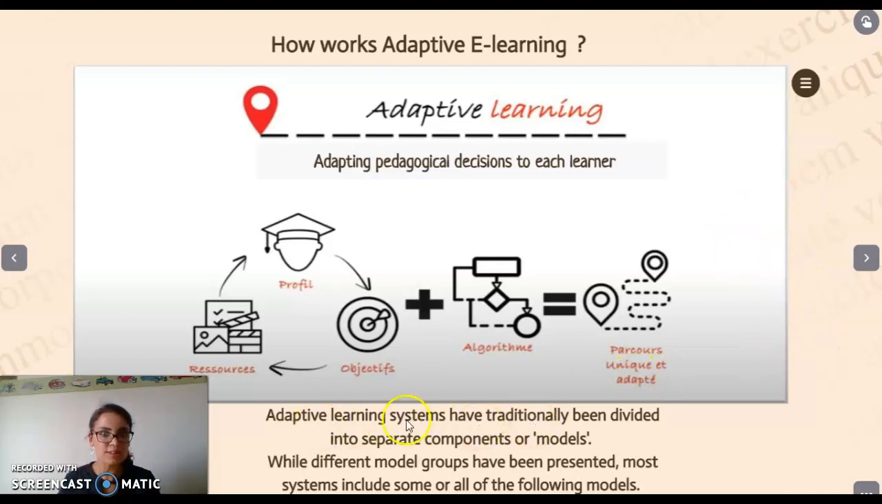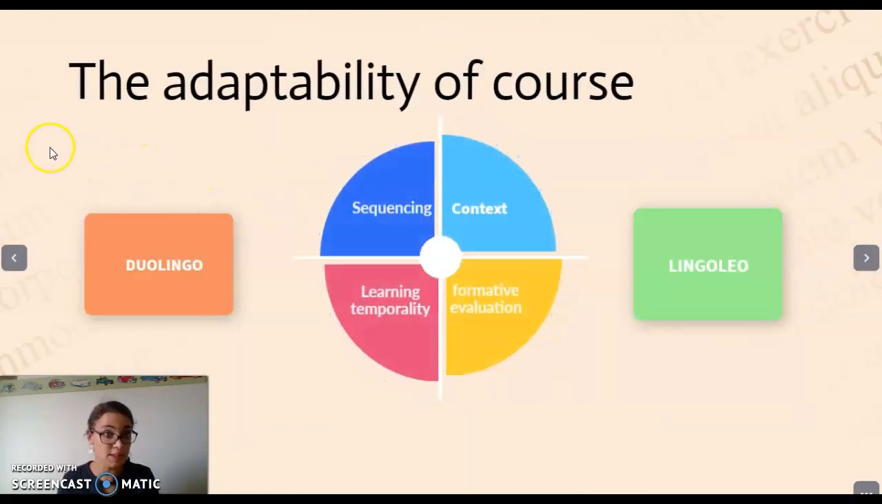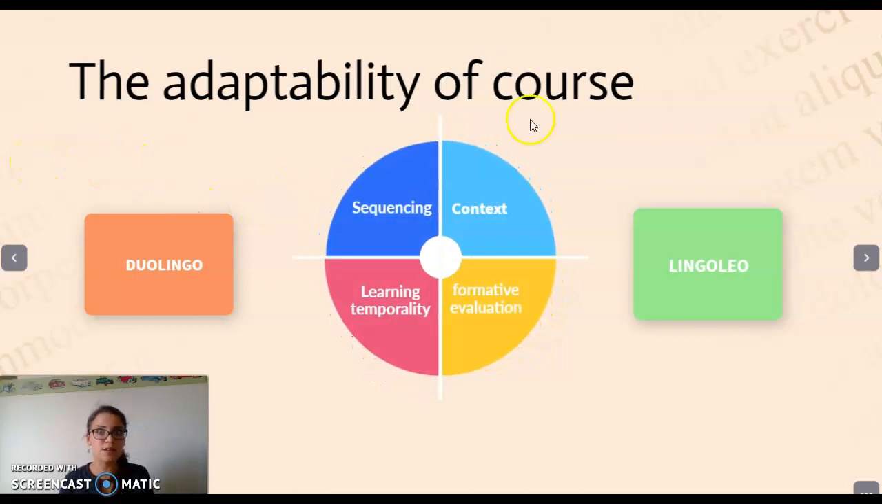Yes, adaptive learning systems have traditionally been divided into separate components or models. While different model groups have been presented, most systems include some or all of the following models. We will see together. And yes, we said adaptability, of course. There are four. The first one is sequencing.